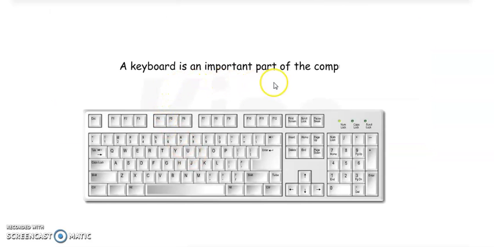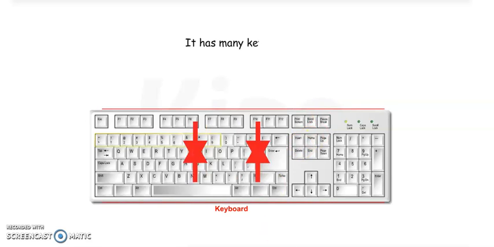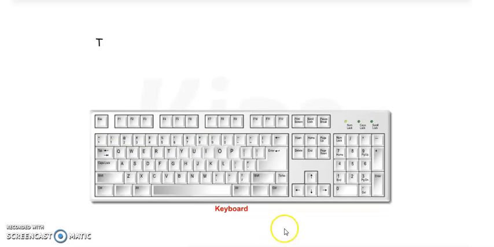Keyboard is an important part of the computer. You can see the picture of the keyboard. It has many keys on it. You can see these are alphabet keys, these are number keys, and these are the function keys. These are some arrow keys. This is the space bar key, longest key on the keyboard, and many more keys. Some special keys also there. I will explain you later. So it has many keys on it.